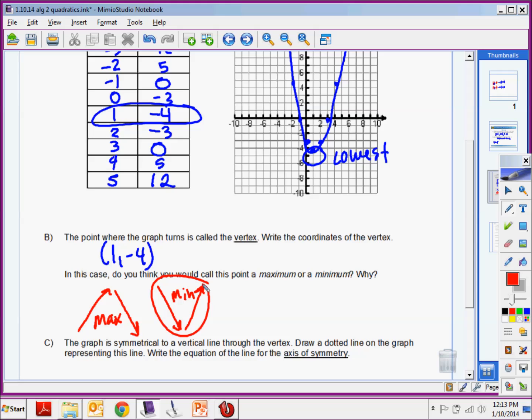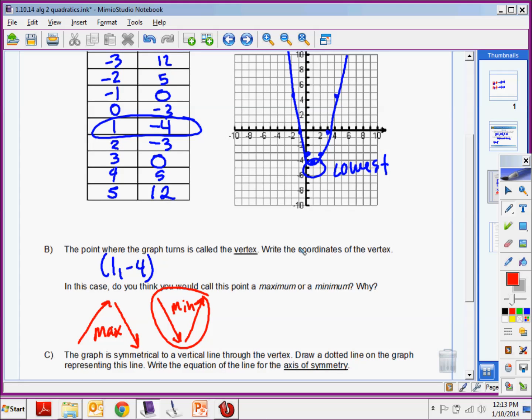The other way to look at it is if you're looking at a table and only a table, if it's a minimum, that means it's the lowest y value. And when we look at our table, is -4 our lowest y value? Yes. So when you're looking at a table, it's going to be your lowest y value on the table.